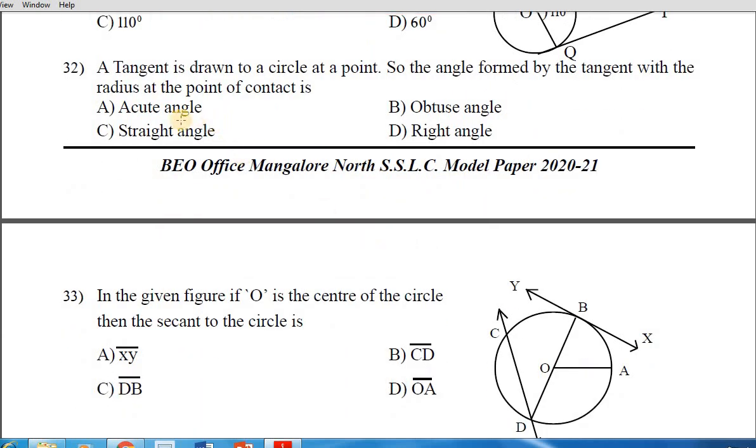Question number 32, children. The tangent is drawn to a circle at a point so that the angle formed by the tangent with the radius at the point of contact is. This is the first theorem we have proved in the circles chapter. So the angle between the radius and tangent is always 90 degrees. So it means right angle is the correct one.